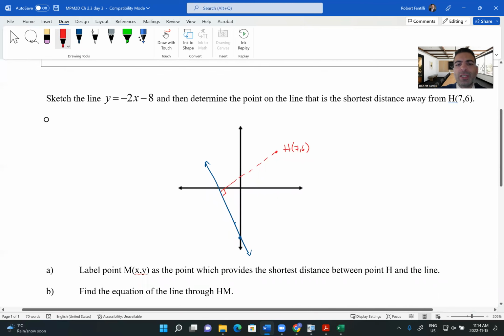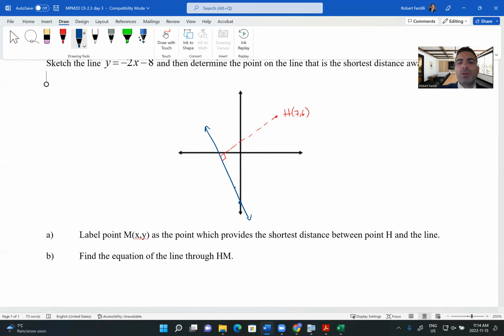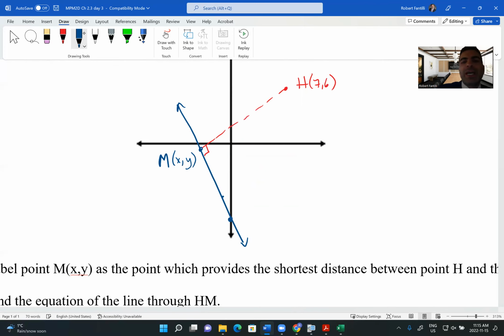We just sketched this, done. A says label the point M(x, y) as the point which provides the shortest distance between H and the line. What it's really saying is identify that point right there. So I'm going to label that. I'll put a dot there. I'm going to label it M. M is not the most convenient, but it is what it is. (x, y). Why are we calling it (x, y)? Because we don't know what that coordinate is just yet.